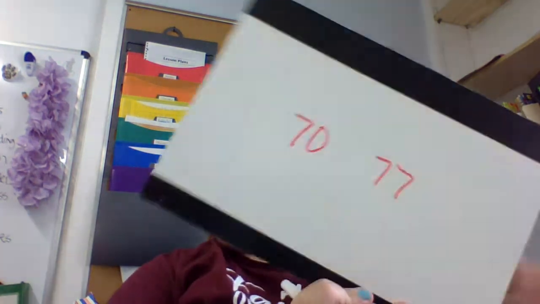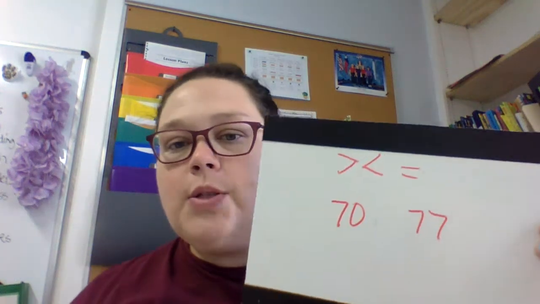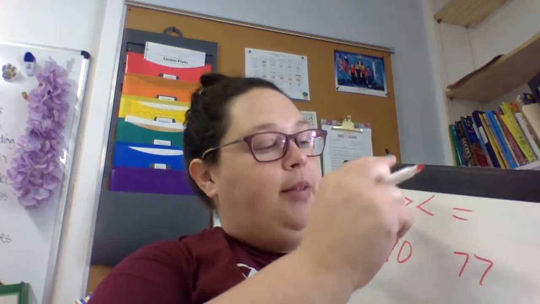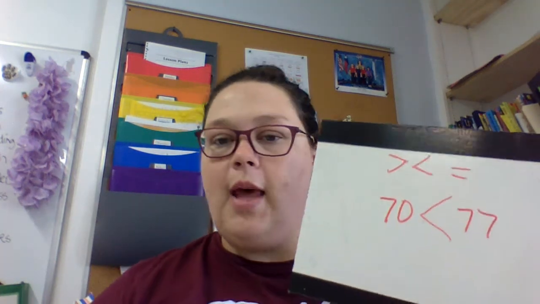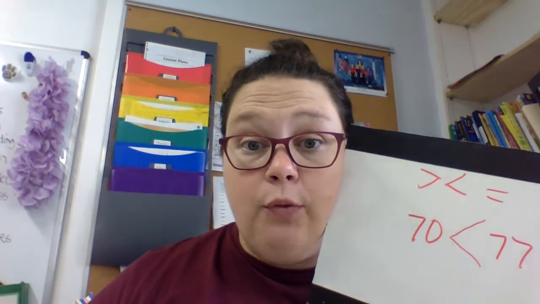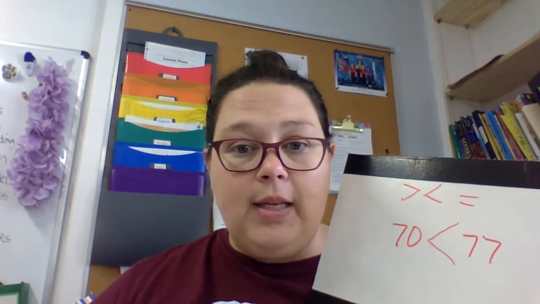So if you have two numbers, let's just say you have 70 and 77, you're going to have the greater than, less than, or equal to. It's this one, or this one. It's those three symbols. The alligator mouth is what it looks like to me, a little pinchy mouth, and that is going to go to the bigger number. The alligator always wants to eat the biggest food. So the biggest number, so 77 is bigger than 70, so it's going to do that.